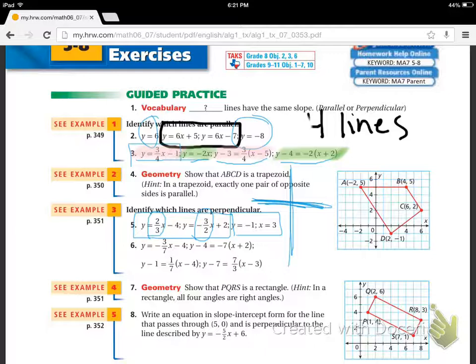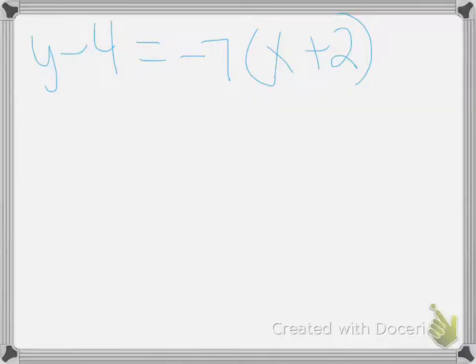Again, it has 4 lines, and one of them is in y equals mx plus b, the other 3 are not. So I'm going to start with the easy one that does not have a fraction in it. I'm going to look at this problem right here. Y minus 4 equals negative 7 times x plus 2. Alright, so we have y minus 4 equals negative 7 times x plus 2.